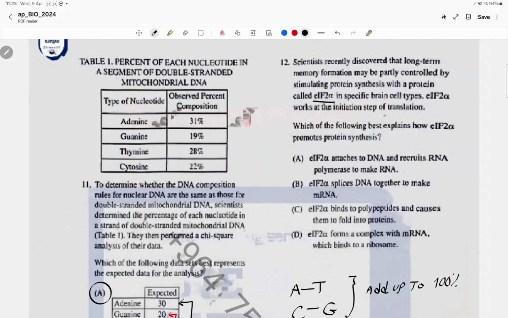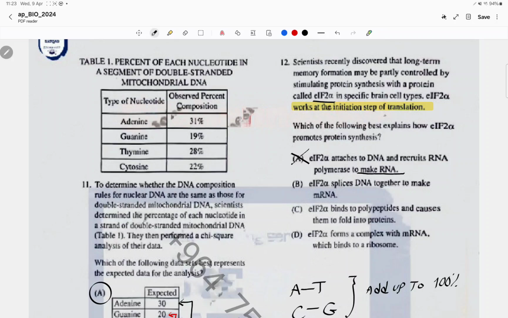So, promotes protein synthesis. To make protein, you have to translate an mRNA, correct? Okay. Now, it says works at the initiation step of translation. So your focus right now is on translation. So is A translation or transcription if you're making RNA? That's transcription, right? We're not focused on transcription, we're focused on translation. ELF2 splices DNA together to make mRNA.